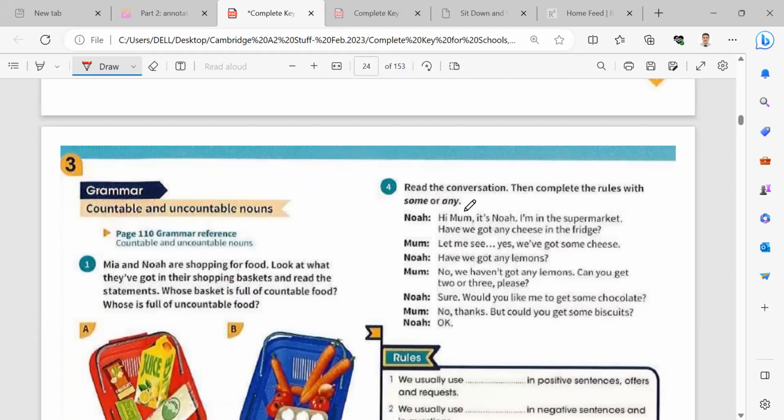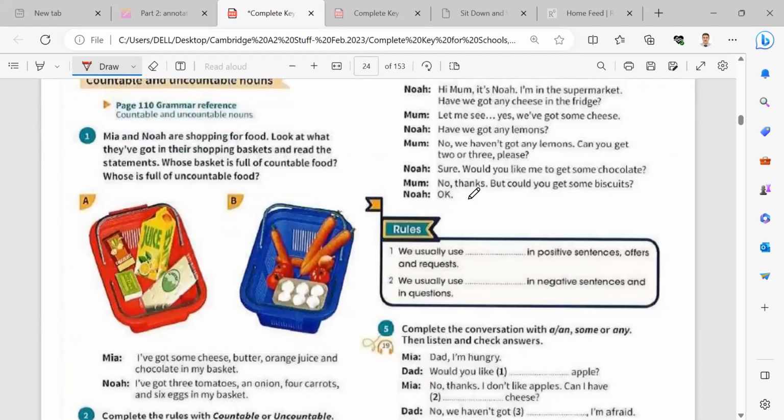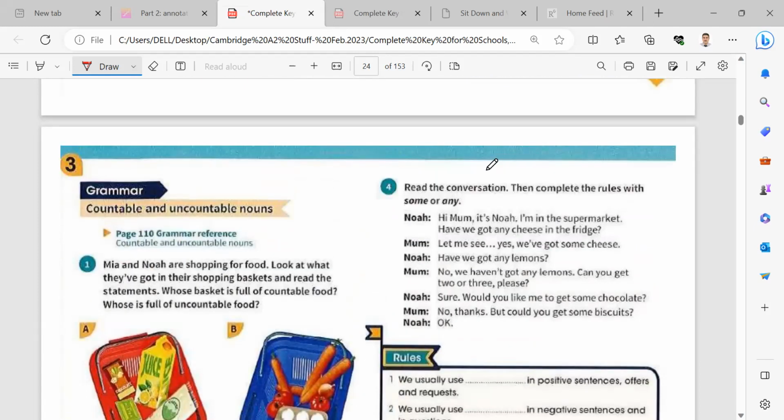How we use some and any. Yes, let's read this together, Nawaf. I am Mom, and you are Noor. Can you read it now? Hi, Mom. Yes. Hi, Mom.